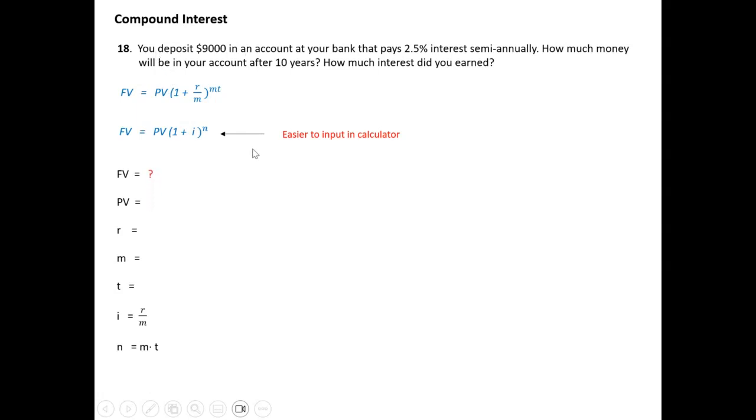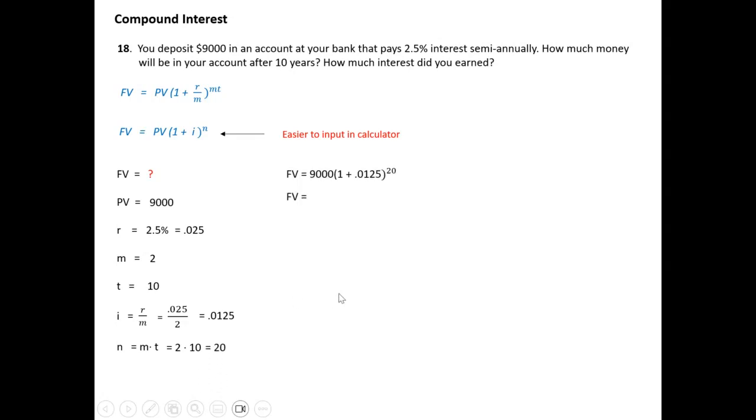So we're looking for the future value, right? Because it says how much money will be there after 10 years. That's in the future. So my PV, my present value, will be 9,000. My interest rate will be 2.5%. You have to convert it to a decimal, which gives us 0.025. My M is how many times it's compounded. It's compounded semi-annually, which means 2. The time is 10 years. The I will be 0.025 divided by 2, which gives us 0.0125. And the N will be M times T, 2 times 10. The answer is 20.